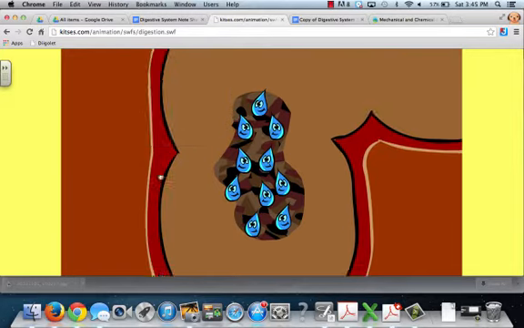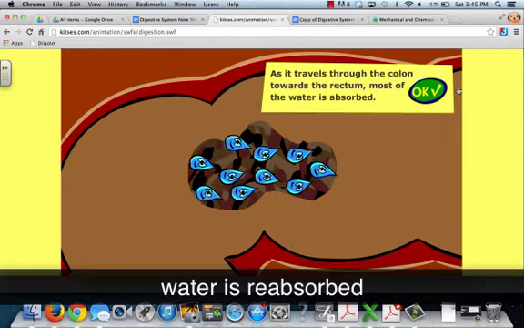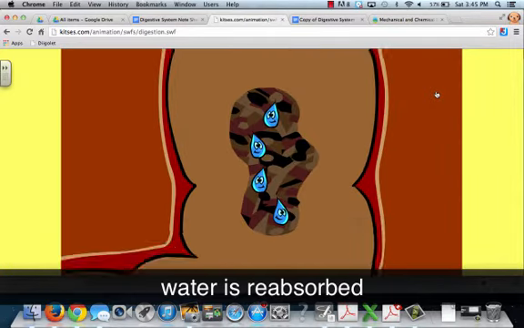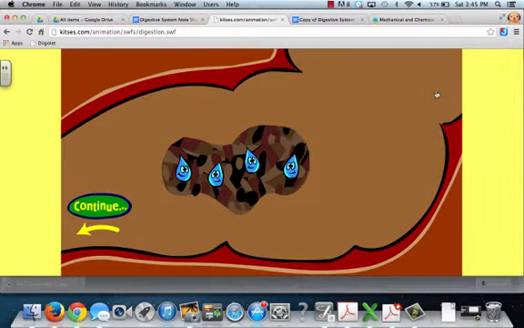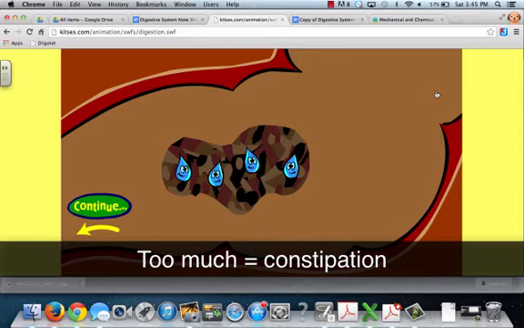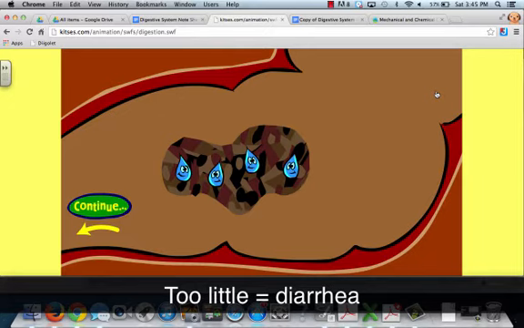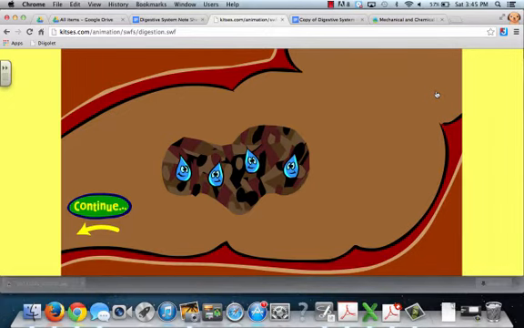But also you're going to see a lot of water be absorbed here. So you're going to see a bunch of water going back into the bloodstream. Okay? If too much water is absorbed, you can become constipated. And if too little water is absorbed, that's where you can have diarrhea. So the bacteria help in regulating that as well.